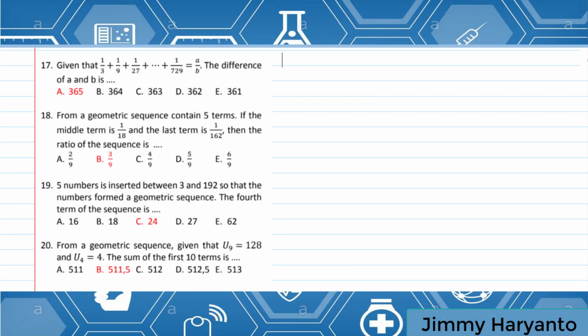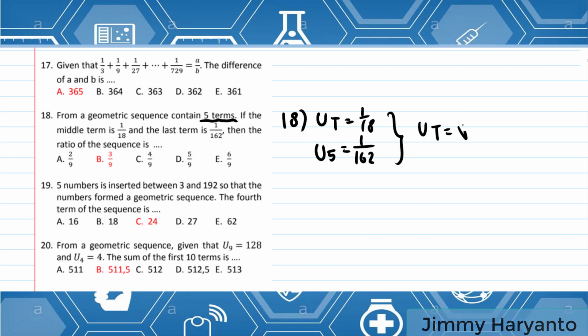Okay, next is number 18. Number 18, a geometric sequence contains 5 terms. If the middle term is 1 over 18 and the last term is un equals 1 over 162. The last term we can also say as u5 because there are 5 terms. From this one, I will get ut equals square root of a times un. That is the formula for the middle term of a geometric progression. 1 over 18 equals square root of a times 162. And then move the square root into the left side.